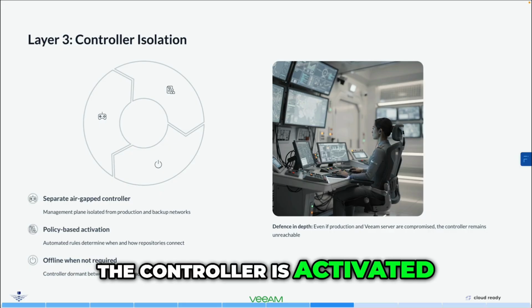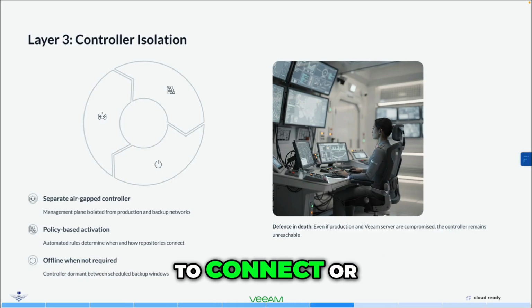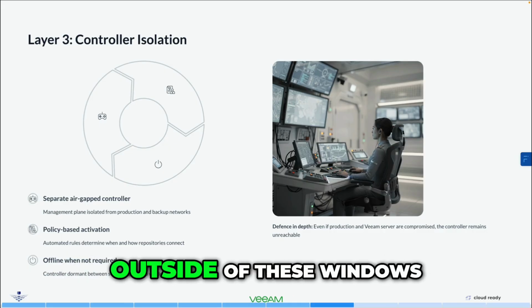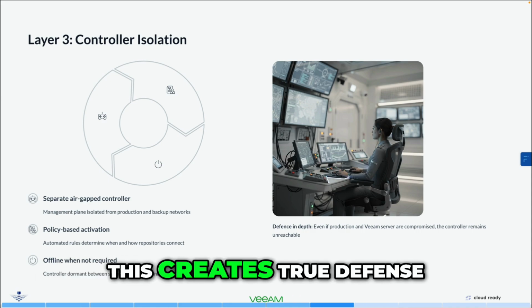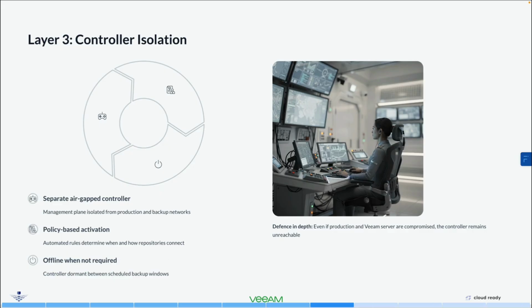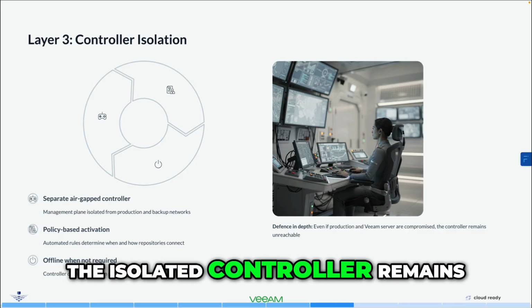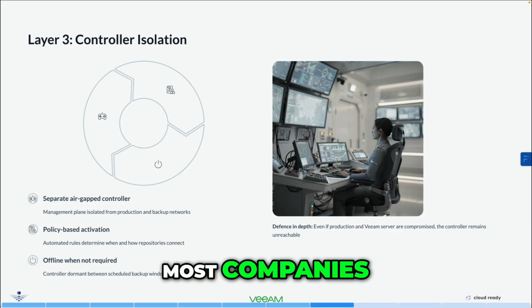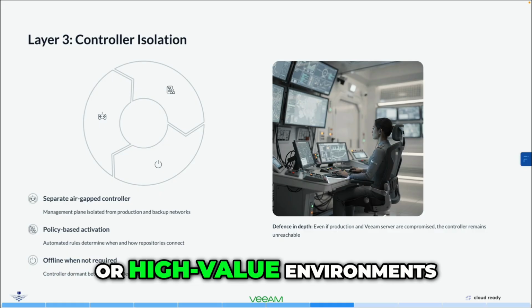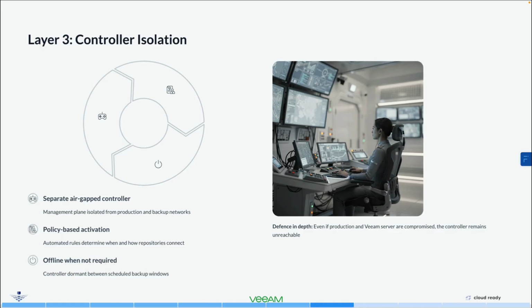The controller is activated only through policy-based rules, determining when it's allowed to connect or receive data. Outside of these windows, it remains offline and unreachable. This creates true defense in depth. Even if production and backup systems are compromised, the isolated controller remains out of reach. Most companies don't need this level of isolation, but for highly regulated or high-value environments, it provides an additional layer of certainty.